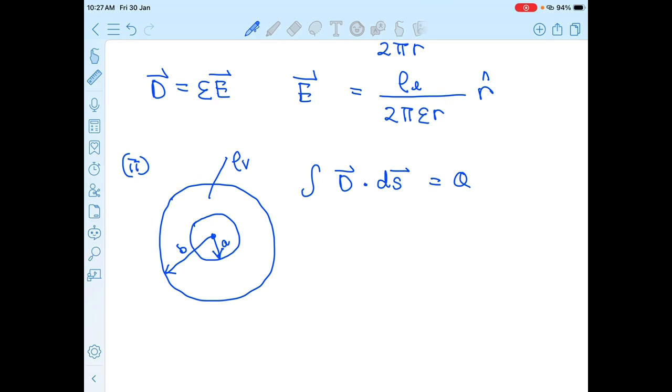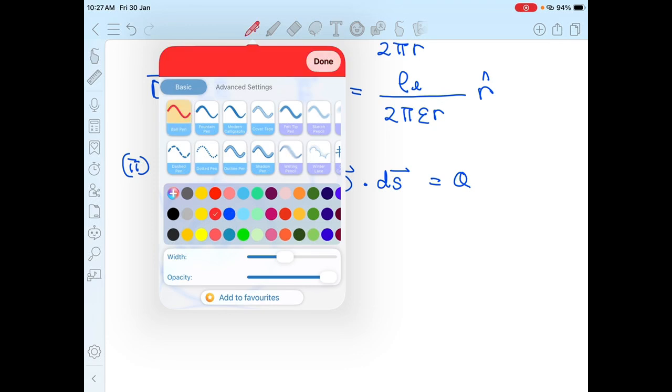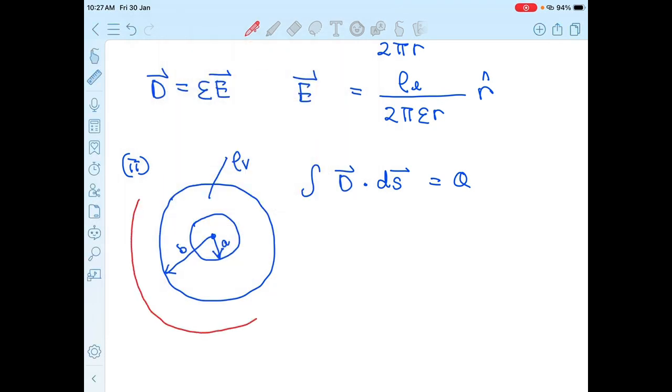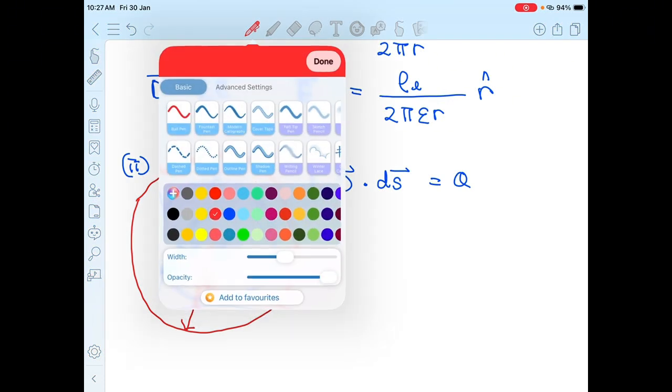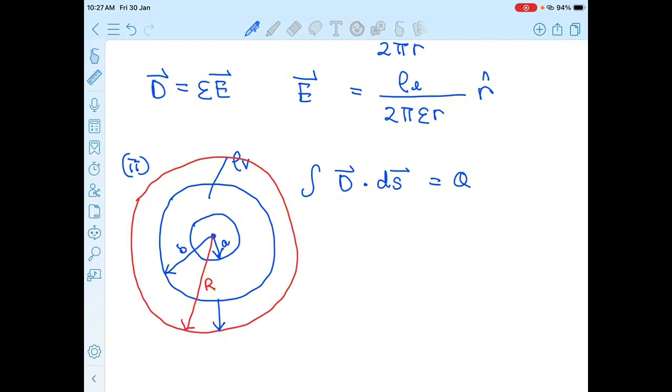Where do we want to find the electric field? We want to find it for the region where R is greater than B. So we must construct our Gaussian surface, which is the red one, with R greater than B. Because you have the rho_v inside, the electric field moves outward in these directions. This is your electric field direction and also your electric flux density.